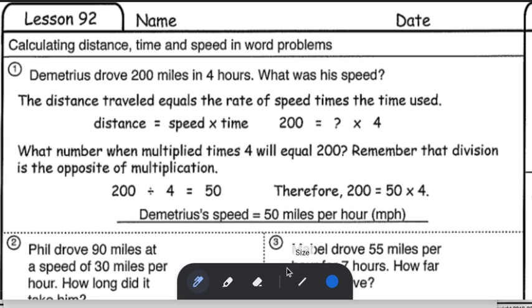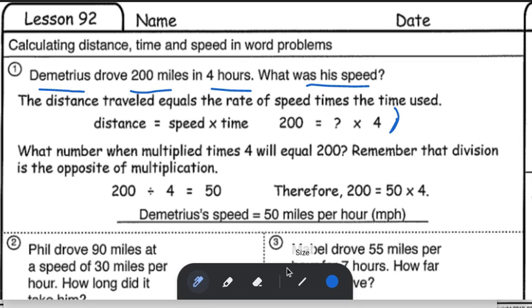All right, here we go with lesson 92 of the fourth grade Excel. We're going to learn about speed, time, and distance today in word problems. Here we go with our sample problem. Demetrius drove 200 miles in 4 hours. What was his speed? I'm going to teach it to you on my own.